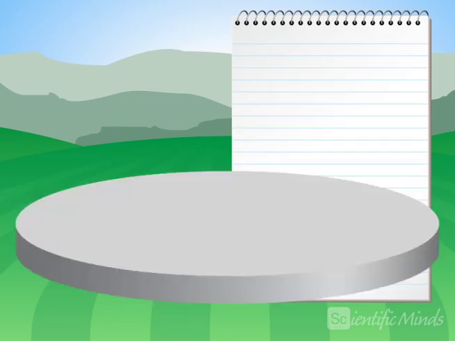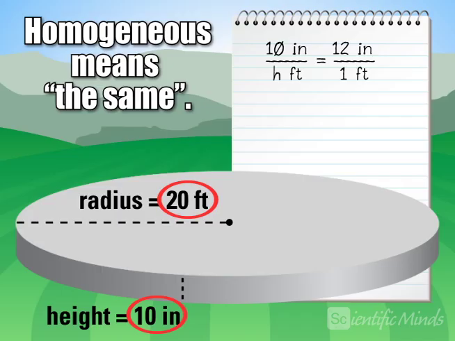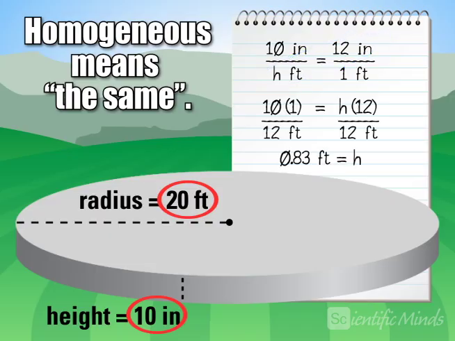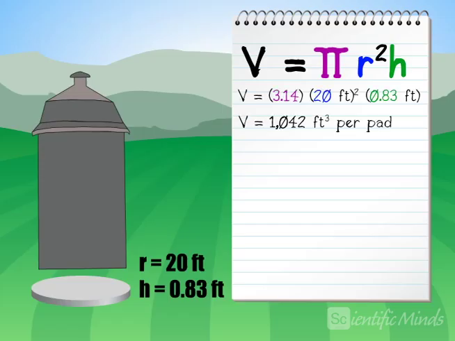But remember, the units of measurement in the calculation have to be homogeneous, or the same. She has a radius measurement in feet and a height measurement in inches, so she converts the inches to feet. There are 12 inches in a foot. So the height is 10 divided by 12, or 0.83 feet. The farmer plugs in her dimensions to complete the first calculation. Now the farmer knows she needs to fill a volume of 1,042 cubic feet for each concrete pad.